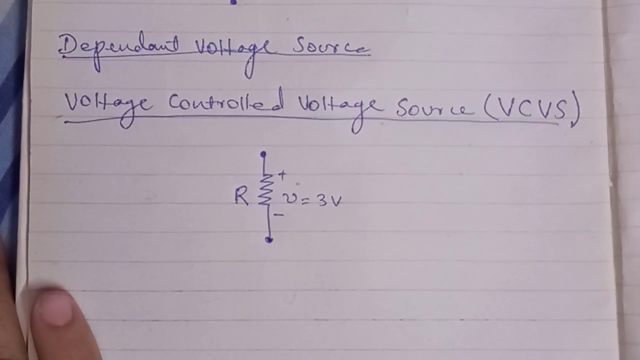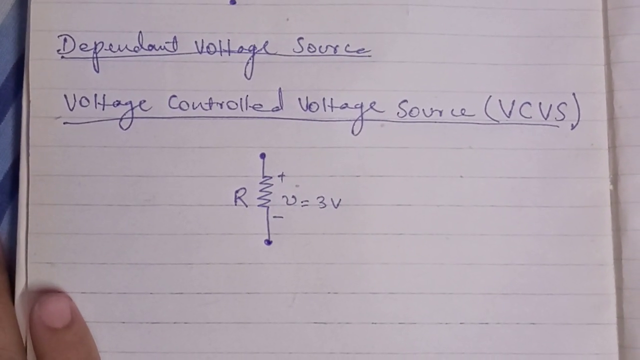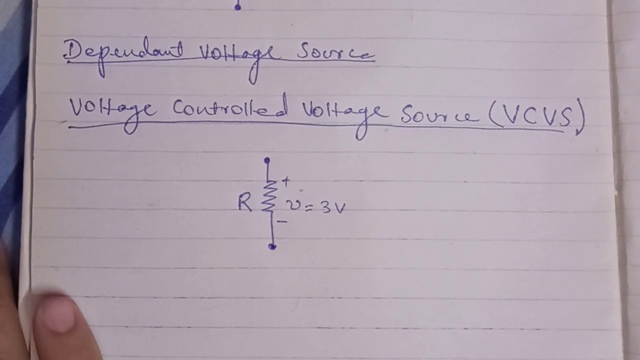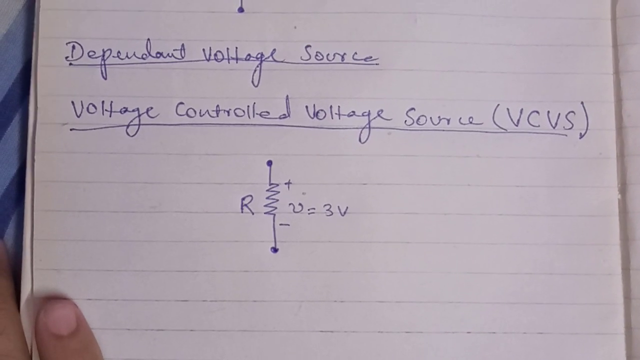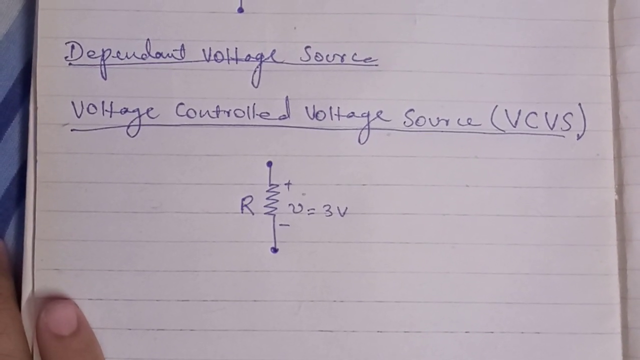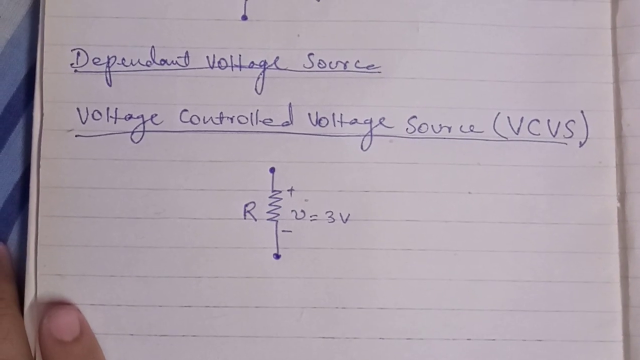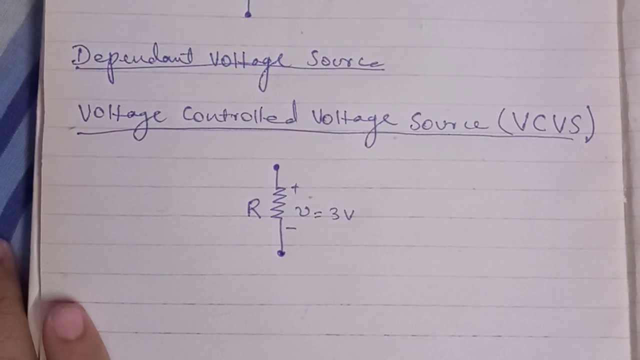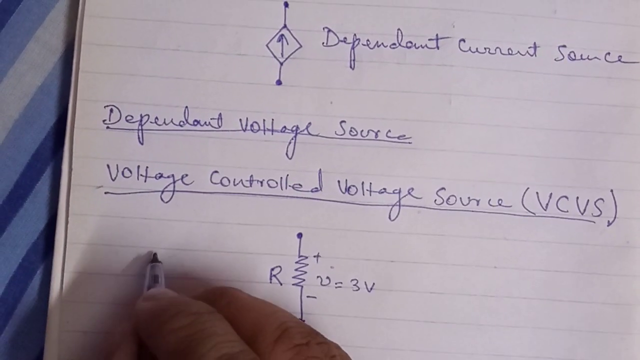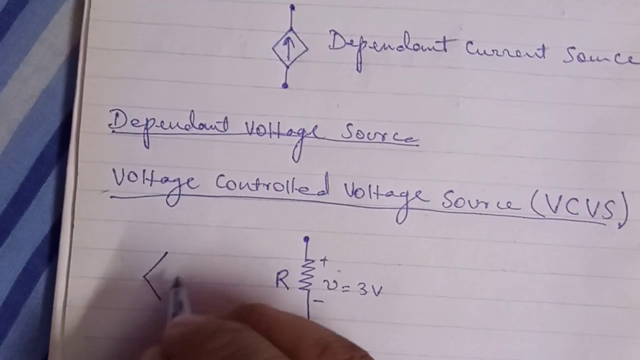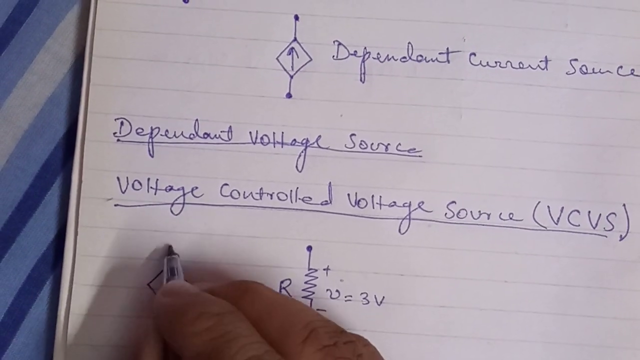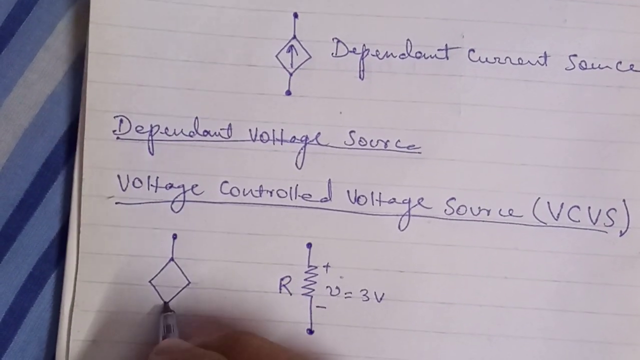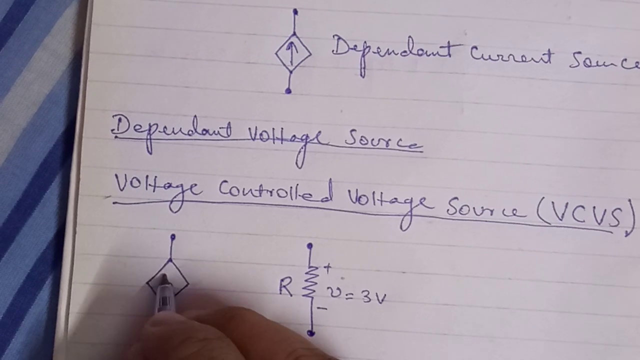This resistor is connected in the same circuit where the VCVS, voltage controlled voltage source, is connected, and the voltage of the VCVS depends on this resistor. So what will be the value of the VCVS? This is the shape of the dependent voltage source.